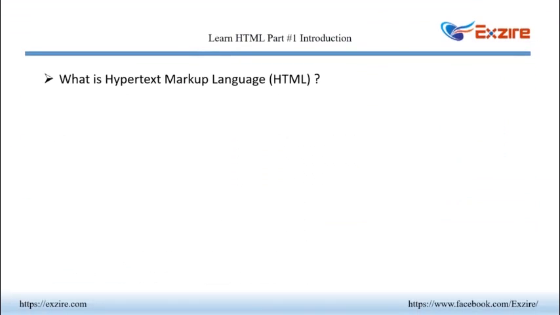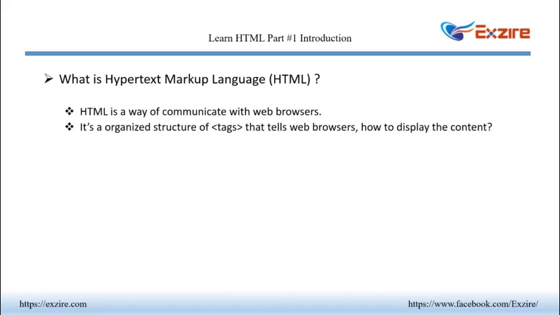So first, what is hypertext markup language? HTML is a way of communicating with web browsers, basically telling the web browser how to display the content in front of the user. It is an organized structure of tags that tell web browsers how to actually organize the content or display the content in a particular format so that it looks good or it looks as you like.